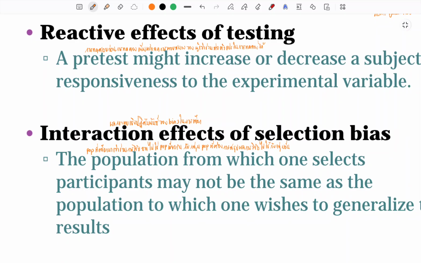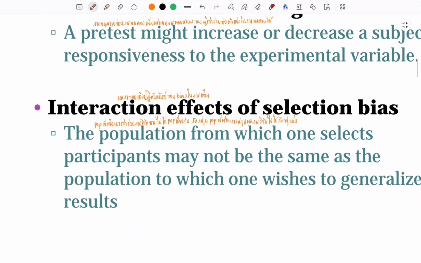The second one, interaction effect of selection bias. Once again, in order to avoid this selection bias or sampling bias, you have to consider random sampling.